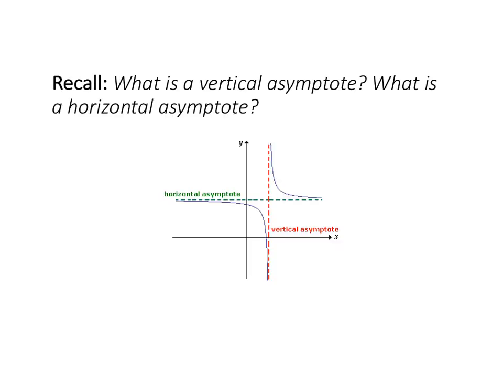This is section 1-3 entitled Asymptotes. Now just to review, what is a vertical asymptote and what is a horizontal asymptote?